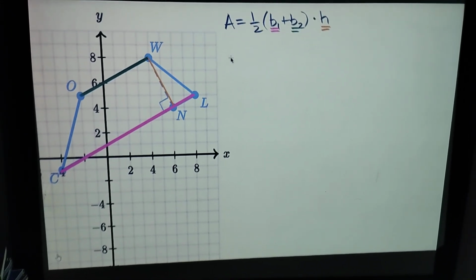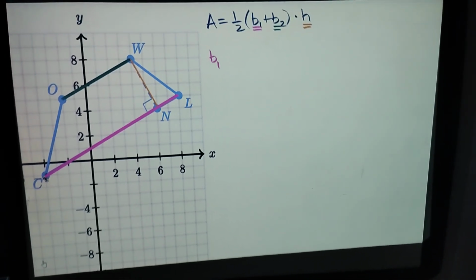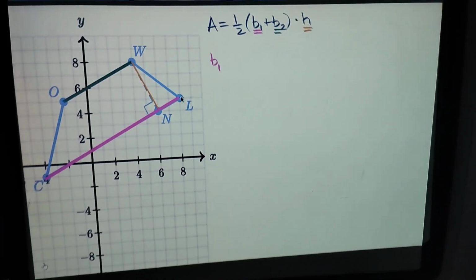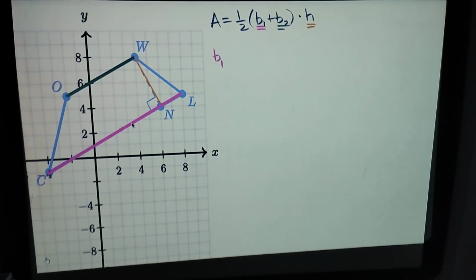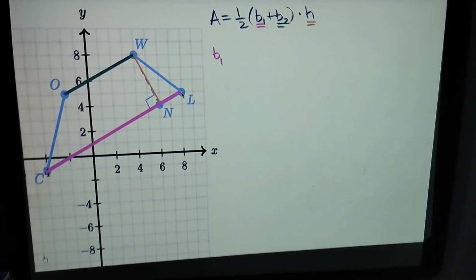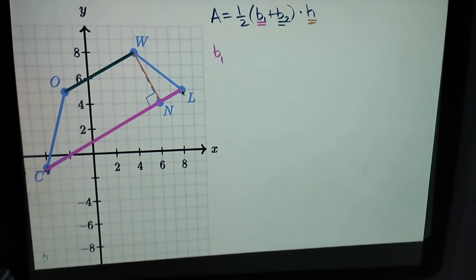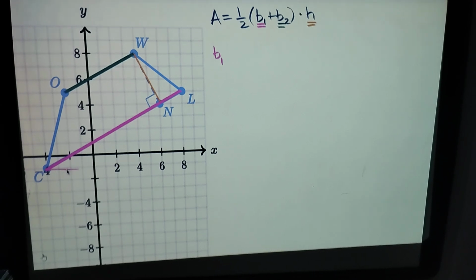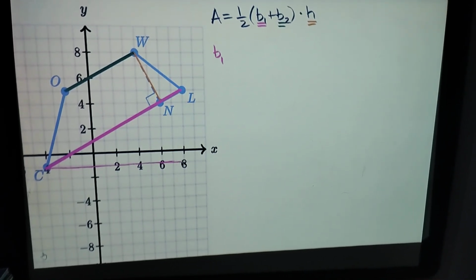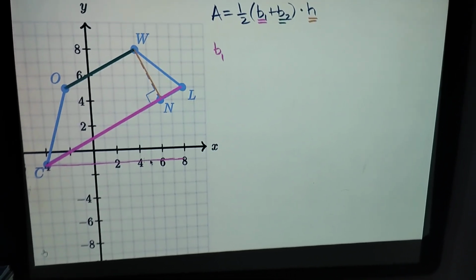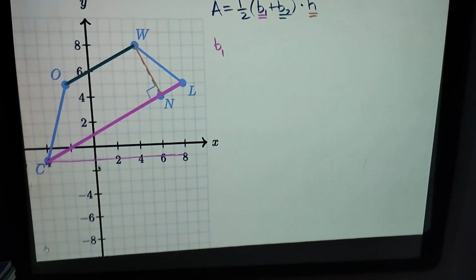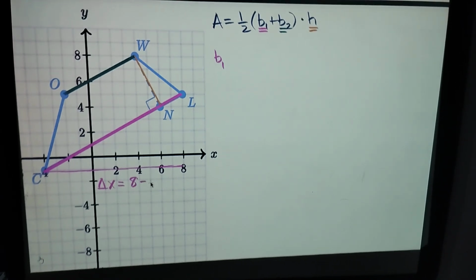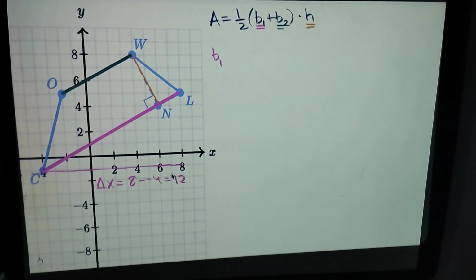So the first one is, what is B1 going to be? B1 is the length of segment CL. And you could say, well, look, we know what the coordinates of these points are. You could say, let's use the distance formula, which is just an application of the Pythagorean theorem. So this is just going to be the square root of our change in x squared. Our change in x is going to be this right over here. And notice we're going from x equals -4 to x equals 8 as we go from C to L. So our change in x is equal to 8 minus -4, which is equal to 12.